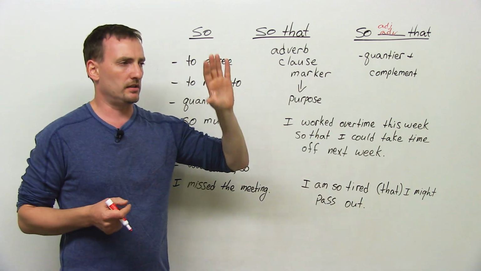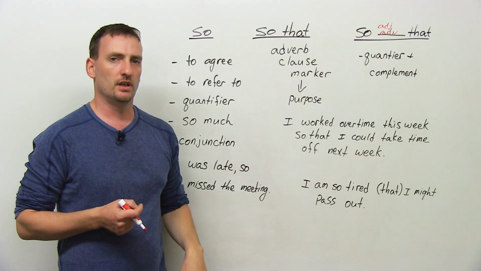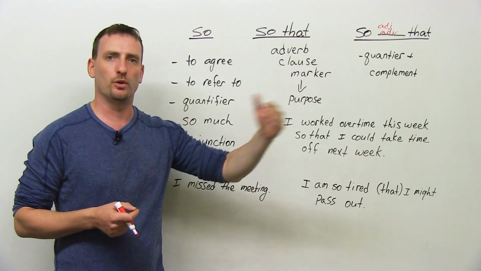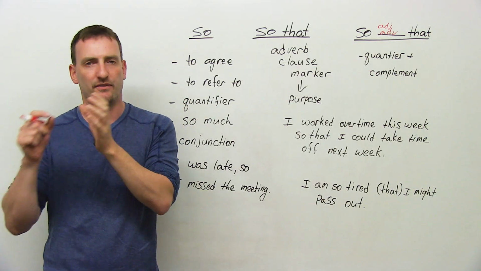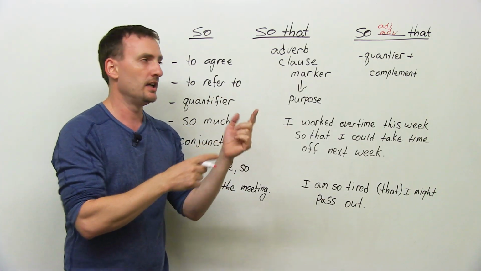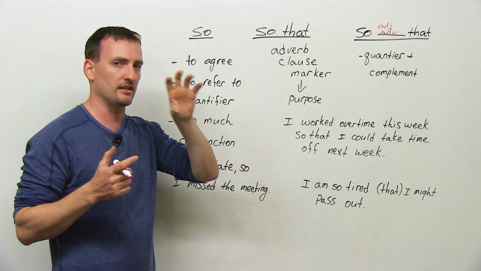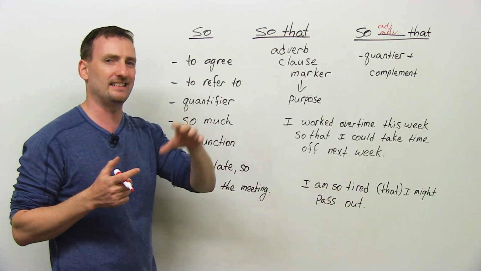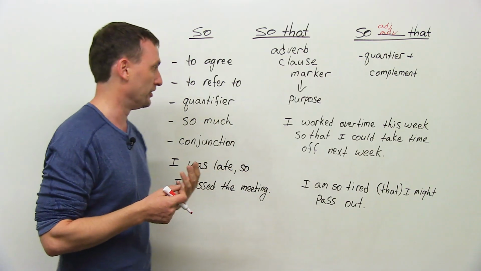To refer to. I think that something is beautiful. I think that that woman is beautiful. Well, if you think so, you should go talk to her. "So" means referring to what I just said. If you think so, if you think she is beautiful, go speak to her, right? "So" is sort of like a pronoun, but not exactly. It's referring to something. It stands in the place of something that was already mentioned and understood.